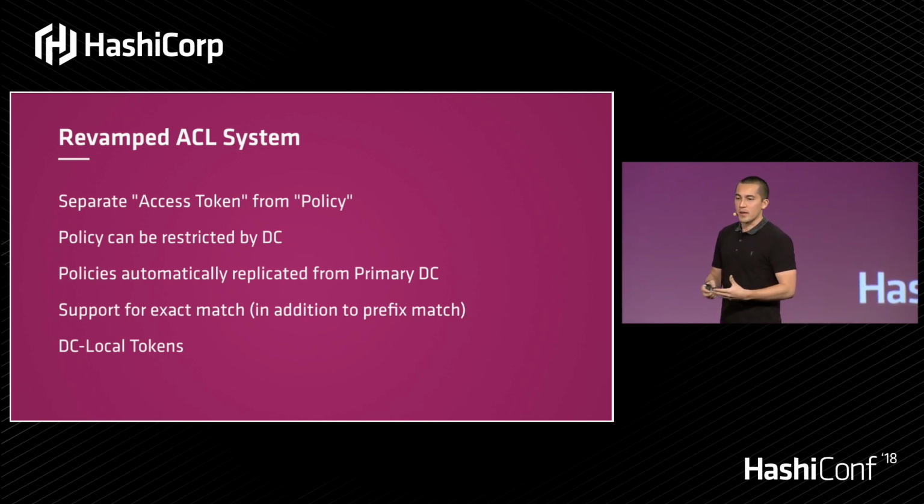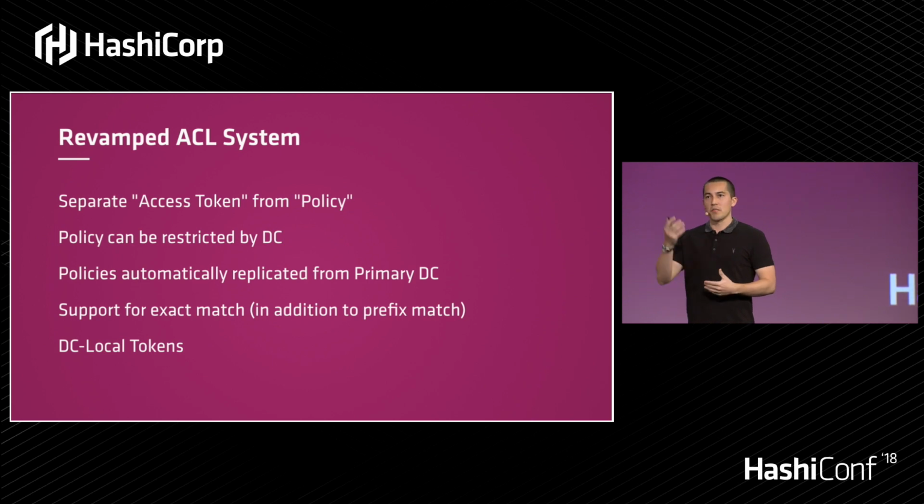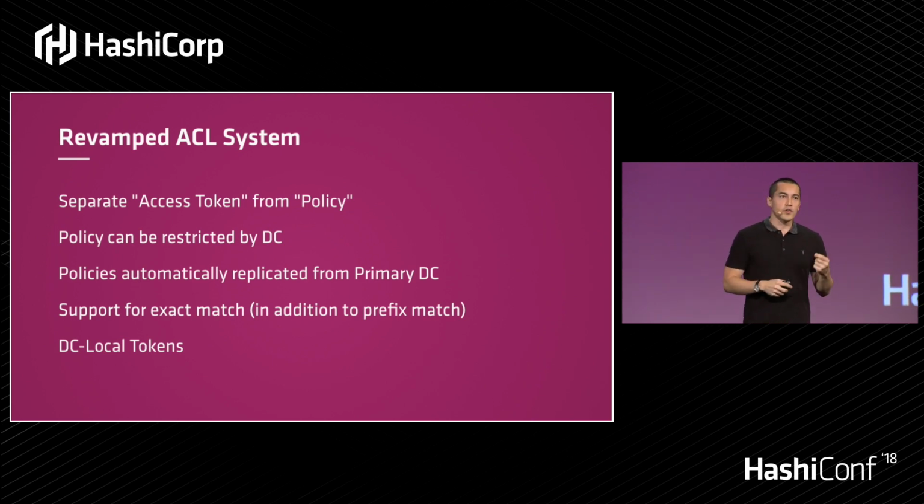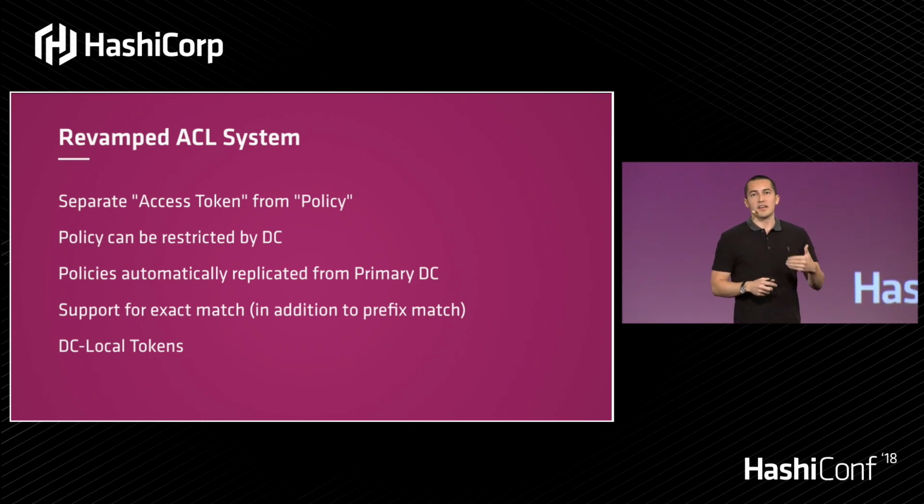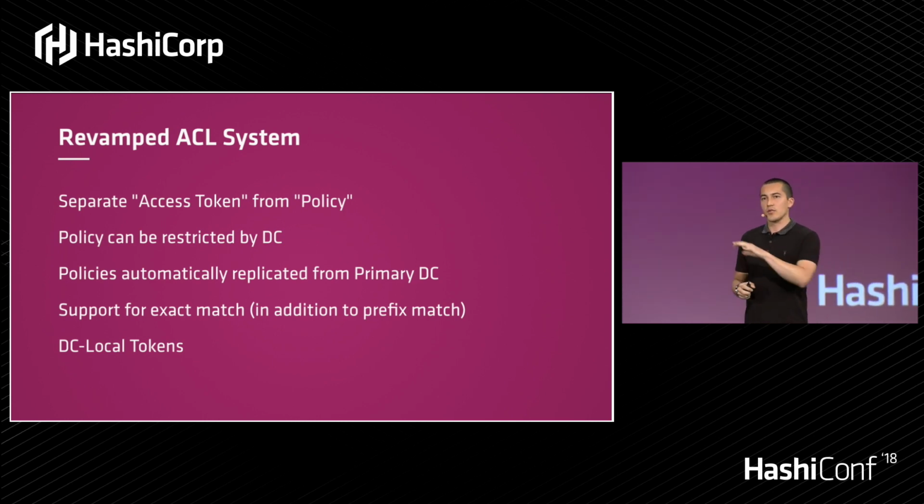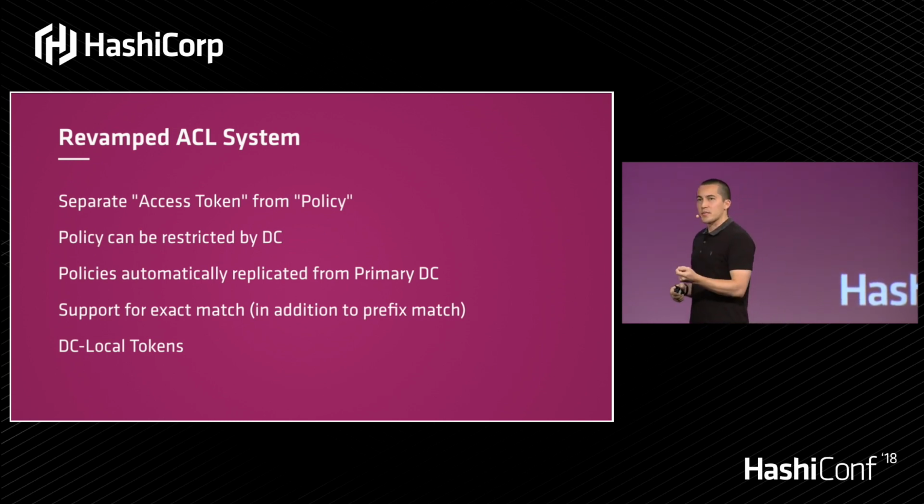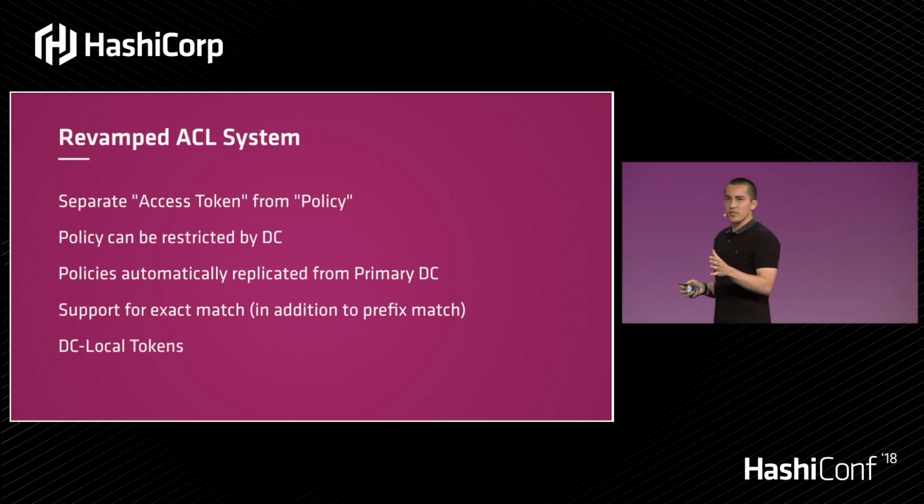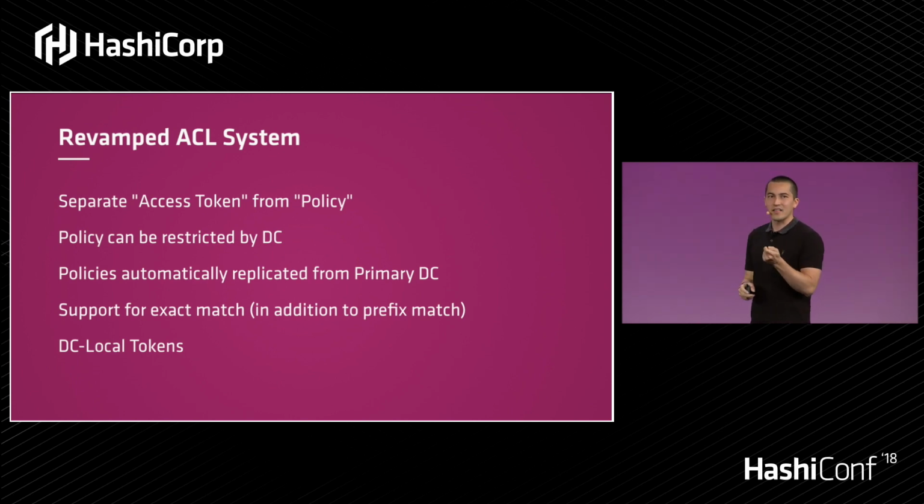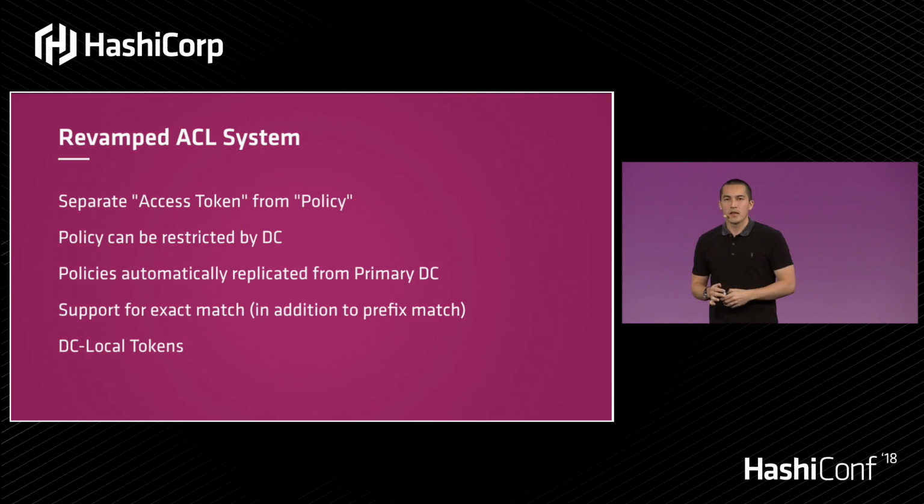We've first separated the access token from the policy, so you could have multiple policies and assign tokens to those. You could also now restrict policies by data center, so certain policies are active only in certain data centers. We also support exact match policies. Before, everything was prefix match in Consul, which made it difficult in some scenarios to get exactly the right security that you wanted. And then finally, as a performance feature, we introduced DC local tokens.